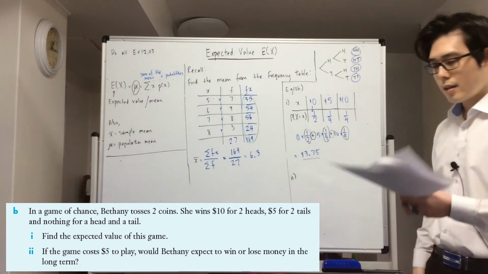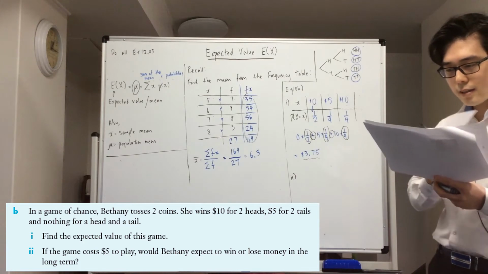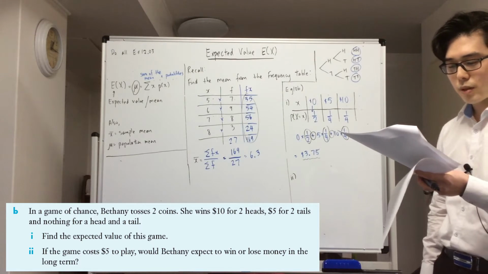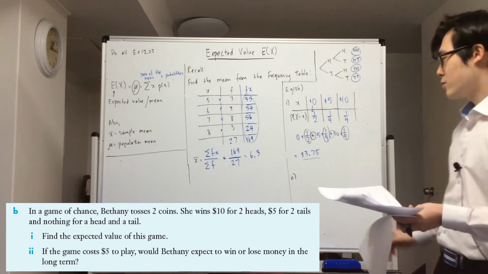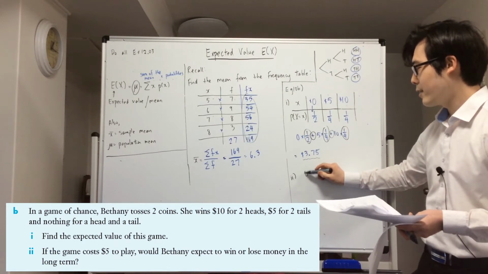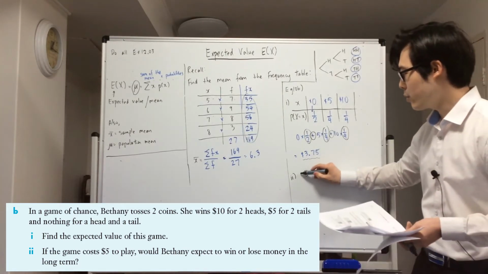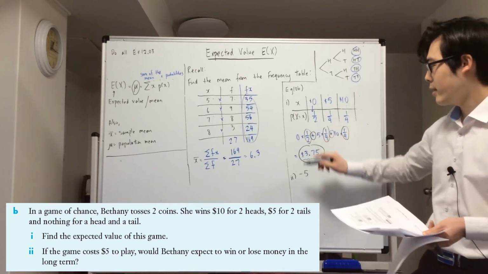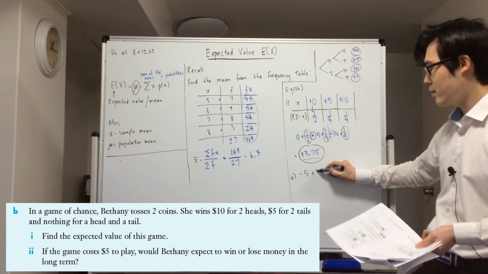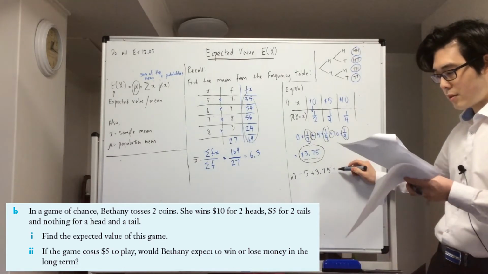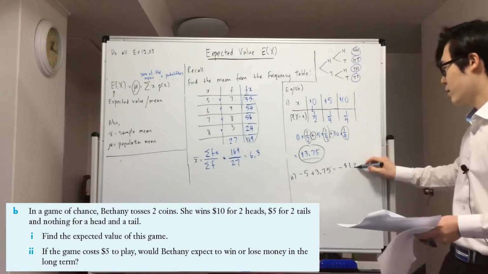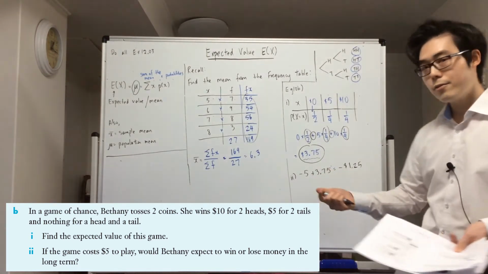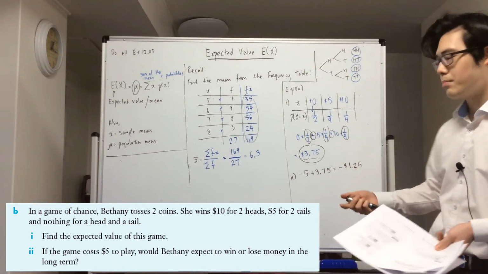So let's move on. Let's look at the second part. It says, if the game costs $5 to play, would Bethany expect to win or lose money in the long term? Okay, so what that means is you have to pay $5 to actually even enter the game. So you're already losing money right there, okay? And after you play the game, remember the expected value is $3.75, so that's plus $3.75, okay? And if you put this in the calculator, that's minus $1.25. So this is actually usually always the case, okay? When you enter a game with a fee involved to enter it, you're always expected to lose money.